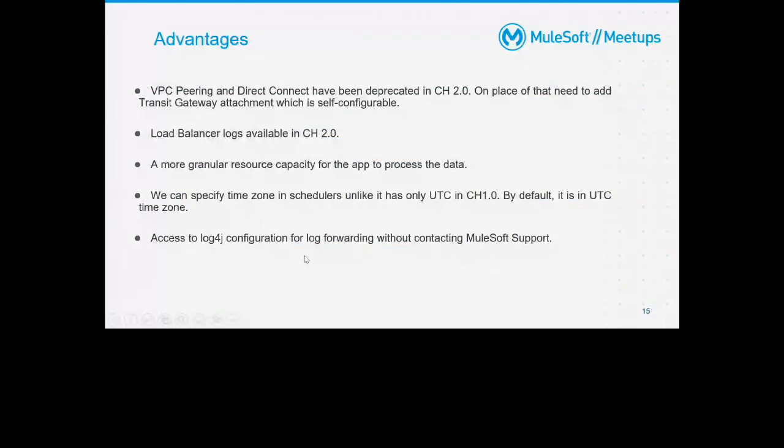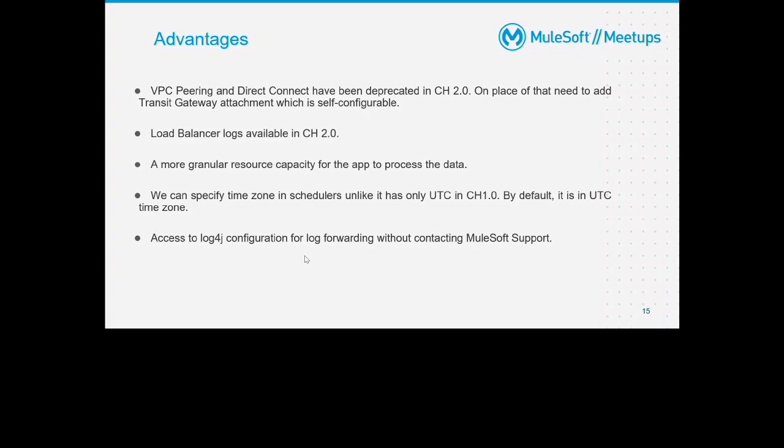Now coming to the advantages. The main advantage is that VPC peering and direct connect no longer need support in CH2.0, because for connecting using these two methods, we needed to contact the MuleSoft support team. Now in CH2.0, it's self-configurable, so it's a good point compared to CH1.0. And coming to the load balancer logs, in CH1.0 we are not able to download the load balancer log, but in CH2.0 we can download load balancer logs also. That is beneficial to see what is happening, how your request is getting routed, and how much load there is.